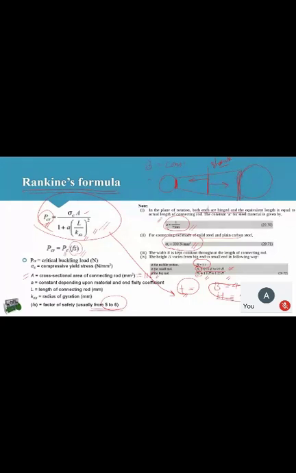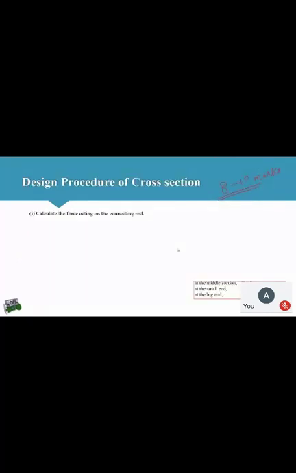Then Rankine's formula is used to determine the dimensions of the connecting rod, and we are going to have this procedure. First of all, we calculate the force acting on the connecting rod by the formula PC equal to pi by 4 d square into P max, where P max is the maximum gas pressure. Then we determine the critical load to be used in Rankine's formula as P critical equal to PC times factor of safety. Because this is a very critical component subjected to very severe operation, we select a very high factor of safety in the range of 5 to 6.